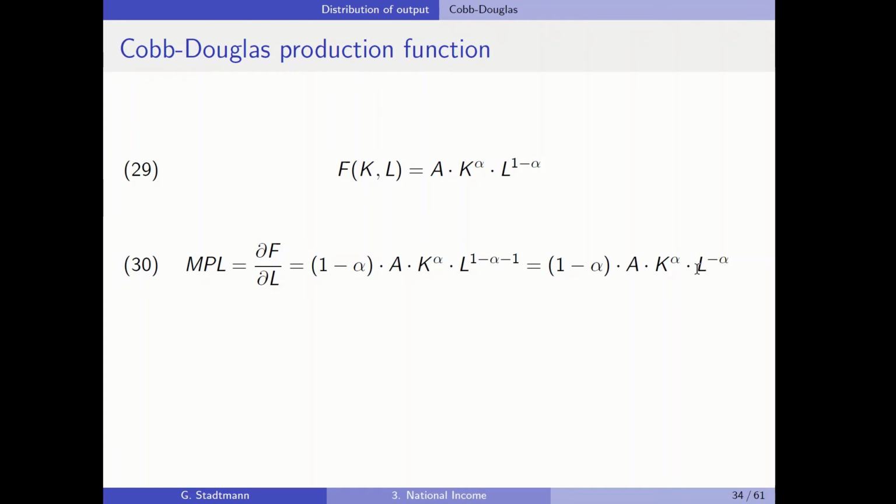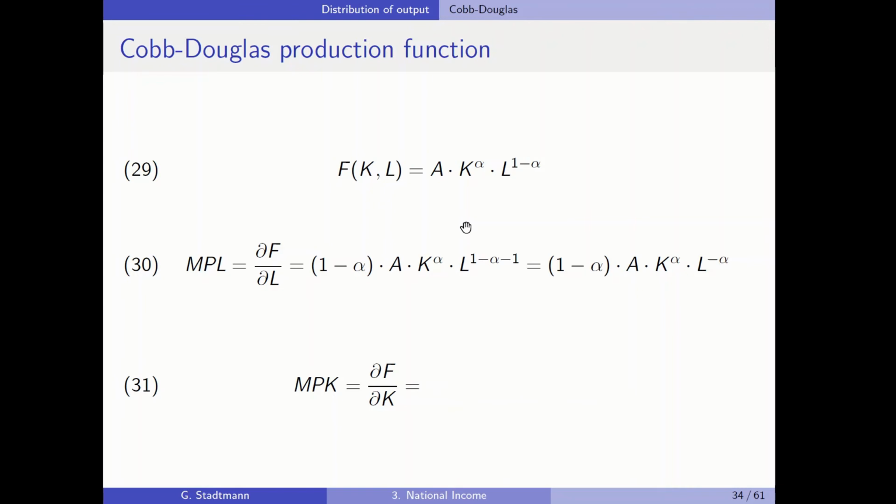We can also do the same with respect to capital. So we differentiate the production function with respect to capital to get the marginal productivity of capital. So once more, we have to take the exponent, write it in front of the expression and multiply through. And we have to reduce this exponent by 1 unit.